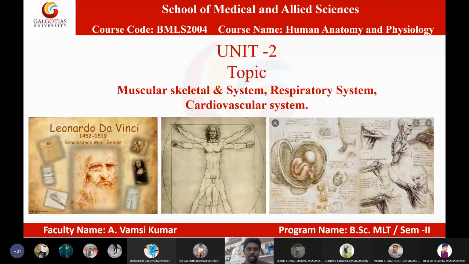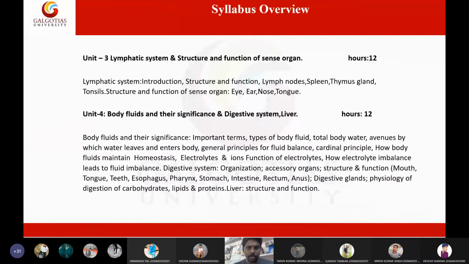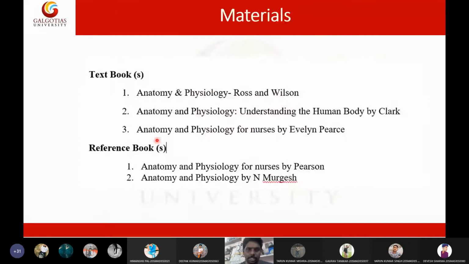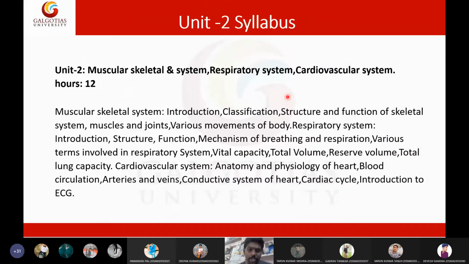So the subject code is BMLS 2004 and it is Human Anatomy and Physiology. And now we are in Unit 2. In Unit 2 we have three systems: musculoskeletal system, respiratory system and cardiovascular system. We started with the muscular system. In the muscular system, we have the following topics: the classification of muscles, structure and function of skeletal muscle, different types of joints and various movements of the body. So these are the four topics included in Unit 2 of the musculoskeletal system.